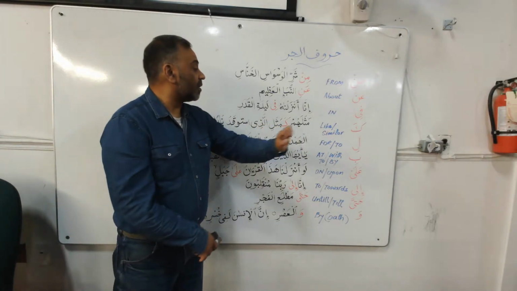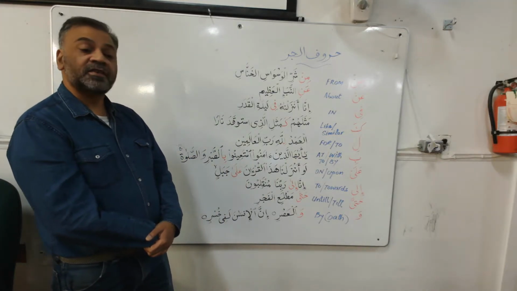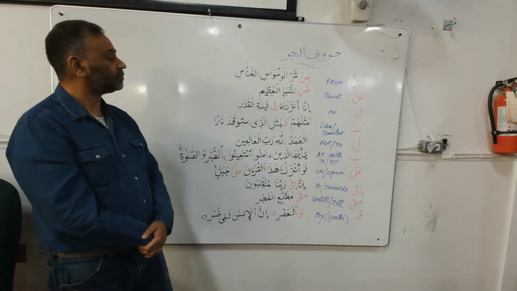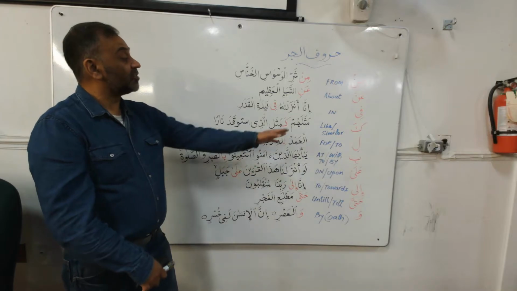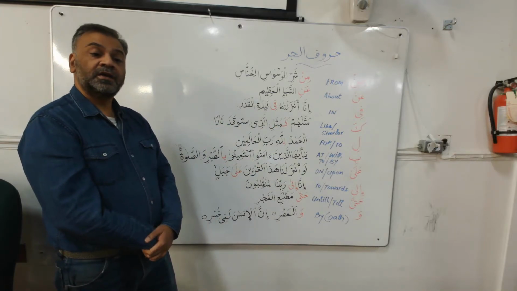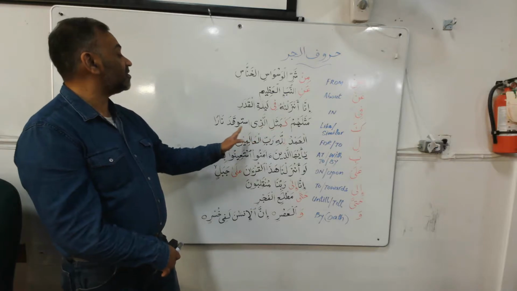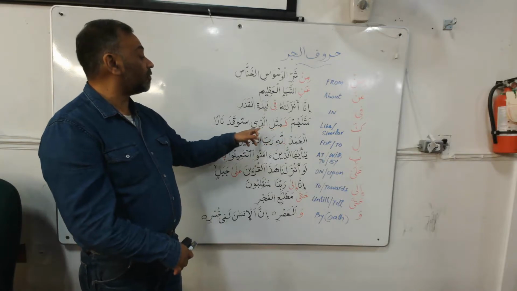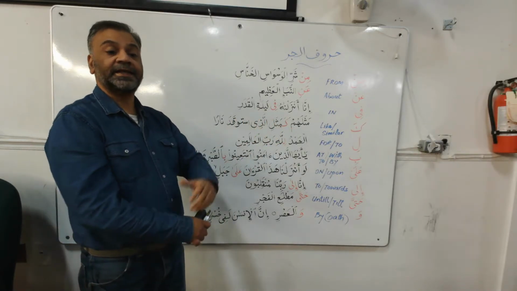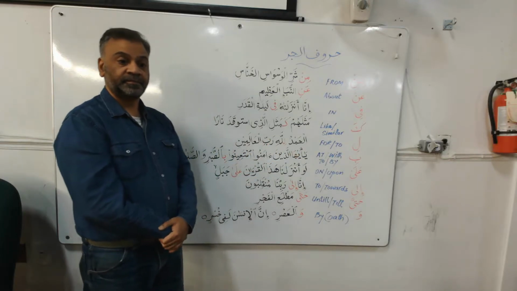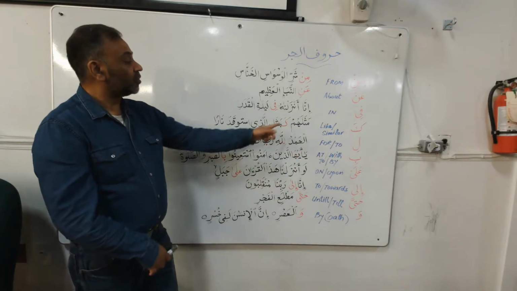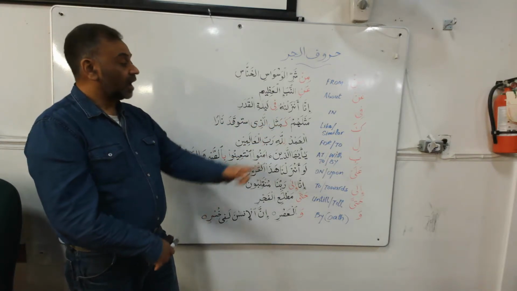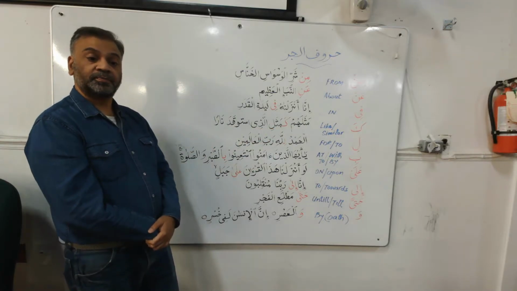The next one is ka. What does that ka mean? Ka means like or similar. Masaluhum, their example, kamasalil ladhi istawqada nara. Their example is like the example of the one who has lit the light or fire. Nara, fire. So ka, masali, you see, ka masali. Harf jar, ism majroor. Right?